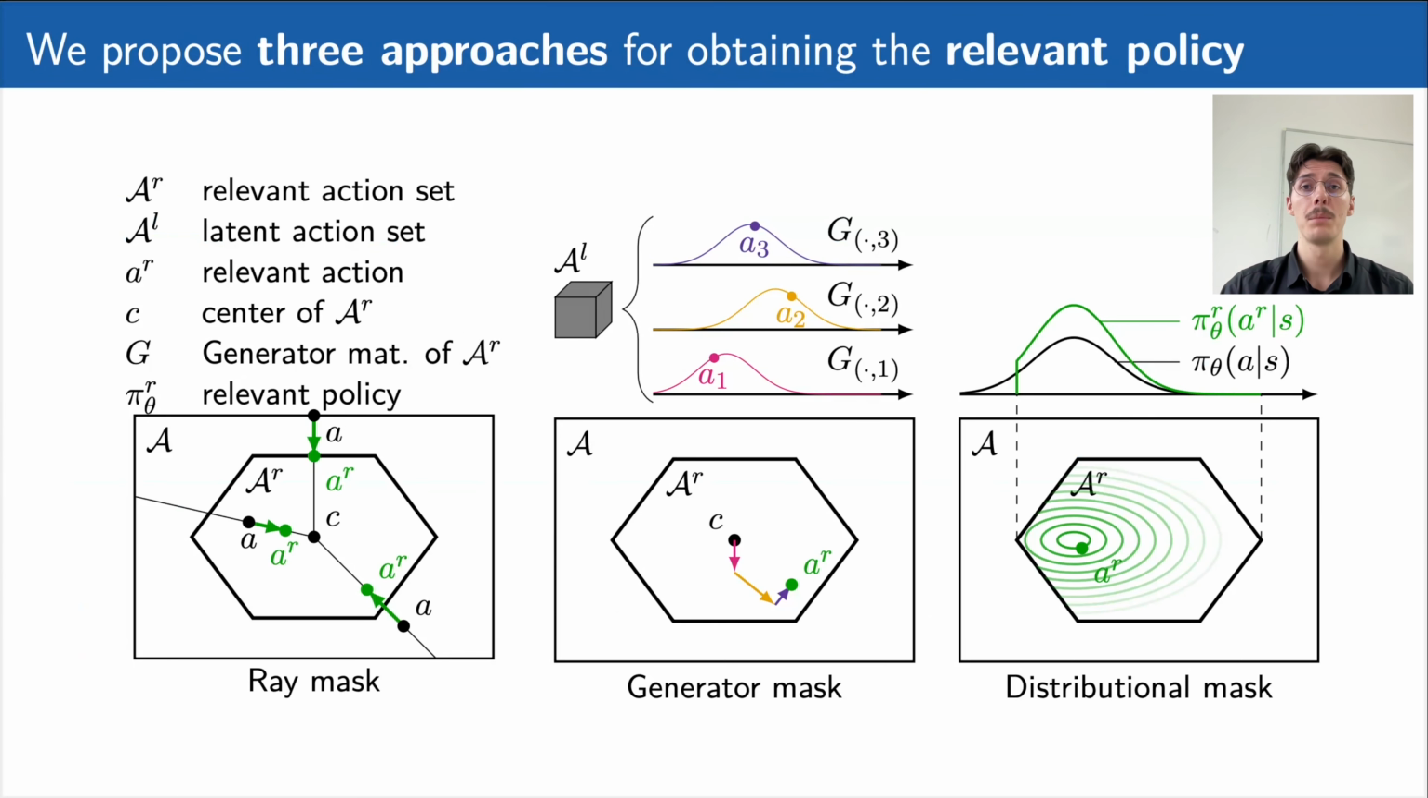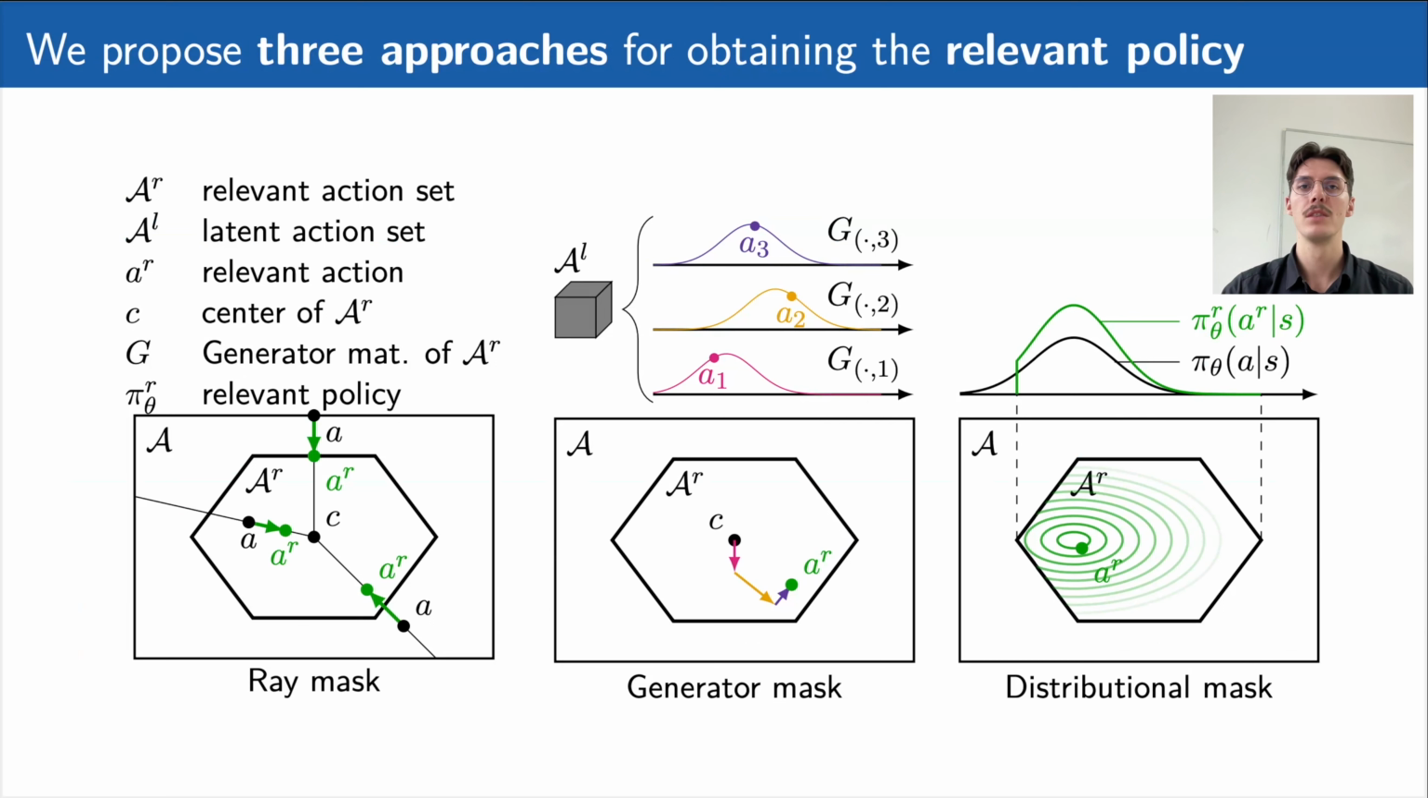We propose three approaches for obtaining this relevant policy. The ray mask transforms actions sampled from the original policy distribution by scaling them along a ray, which stretches from the center of the relevant action set to its boundary. This transformation yields actions that effectively represent samples from the relevant policy distribution.